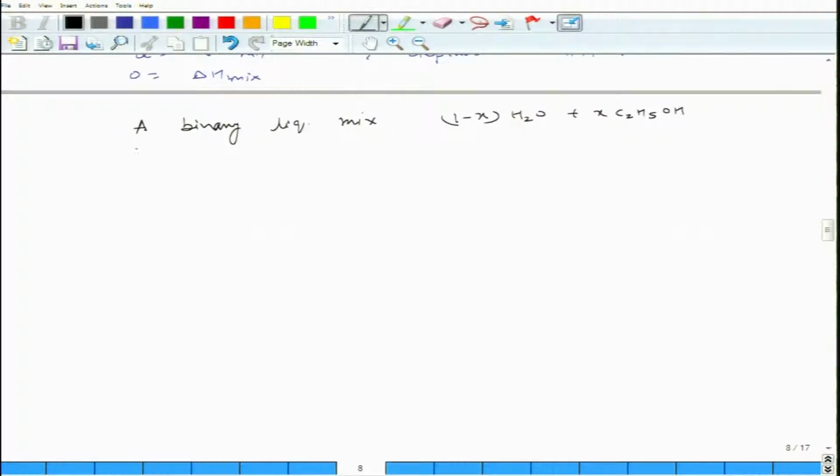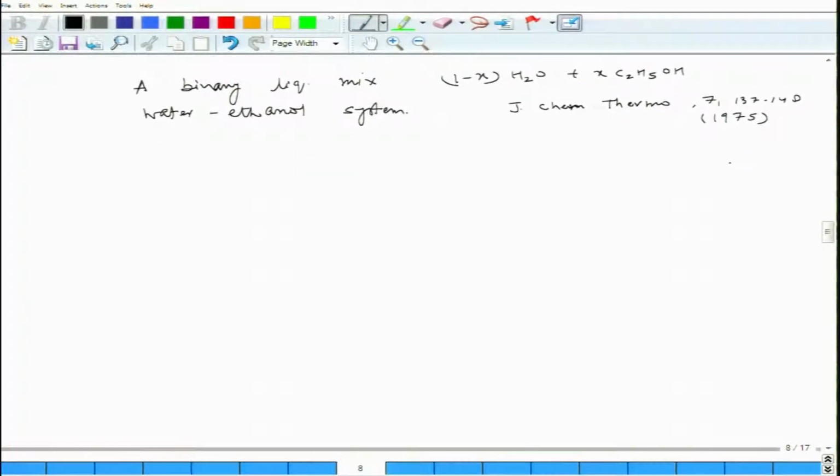So, this is a water-ethanol system, and the data are taken from a journal paper, Journal of Chemical Thermodynamics, Volume 7, pages 137 to 148, 1975. It is very old, though, but nevertheless it gives an idea of what we intend to learn from here.